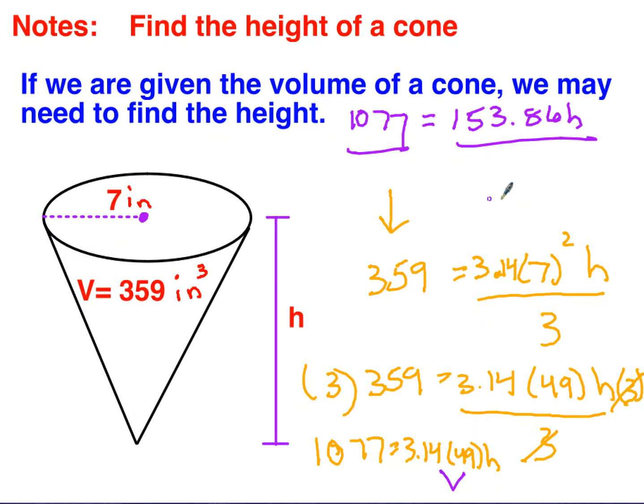So again, this is multiplication. The opposite of multiplication is division. When I divide both sides, that's going to tell me the height of this particular cone. I plug that into my calculator, and I get 6.999, which rounds up to 7. So my height for this particular cone was 7 inches.